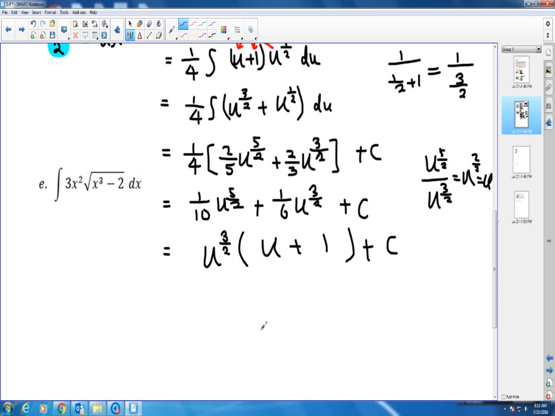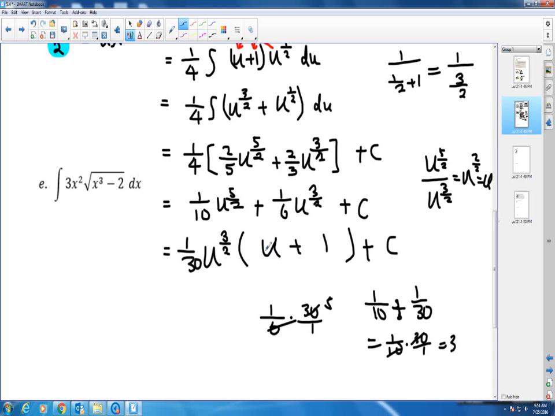So what happens if I factor out 1 over 30? 1 over 10 divided by 1 over 30, this is a division sign, so that will be 1 over 10 times 30 over 1. That will cancel out the denominator, and that will be a 3. If I take 1 over 6 divided by 1 over 30, that means times 30 over 1, that would just be a 5. So if I factor out 1 over 30, that first term will give me a 3, and the second term will give me a 5. 1 times 5 is still 5.